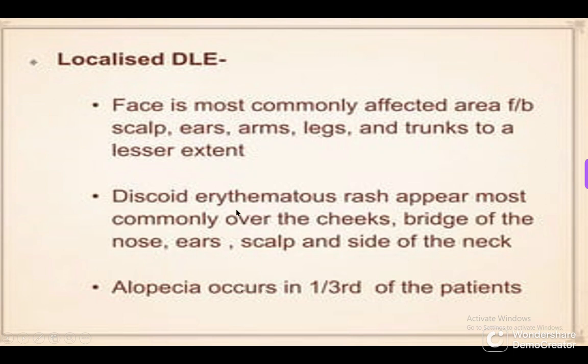And it is associated with the rash, the same one as the previous one, and it appears on the cheek and the bridge of the nose, upper part of the body. Alopecia occurs in 1/3 of the patients. This is an association with alopecia also. So this is what is called a scarring type of alopecia, because the roots of the hair are gone and replaced by fibrous tissue.